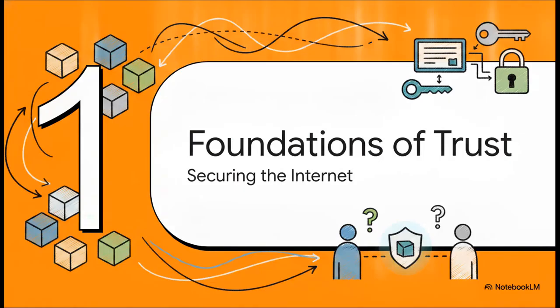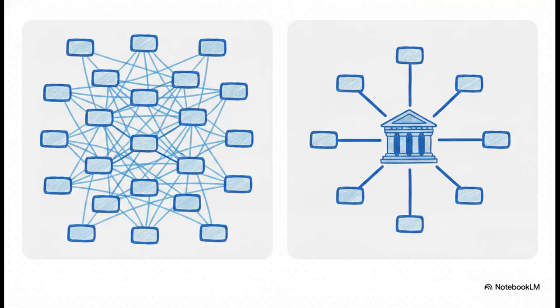All right, Section 1, Foundations of Digital Trust. To solve the core problem of the internet, which is proving who we are and stopping people from faking data, we basically have two main approaches. We've got decentralized trust and centralized trust.